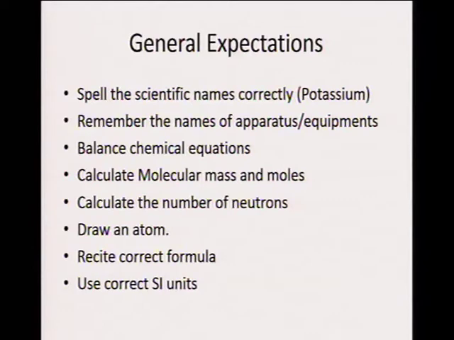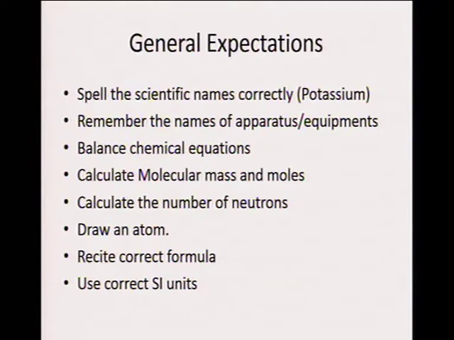And here are some of the general expectations from your assignment. You are expected to spell the scientific names correctly, especially the elements in the periodic table. You are supposed to remember the names of the apparatus and equipment that are used in conducting experiments. You are expected to balance the chemical equations very well. You have to write the correct equation and balance it, as well as the word equations.